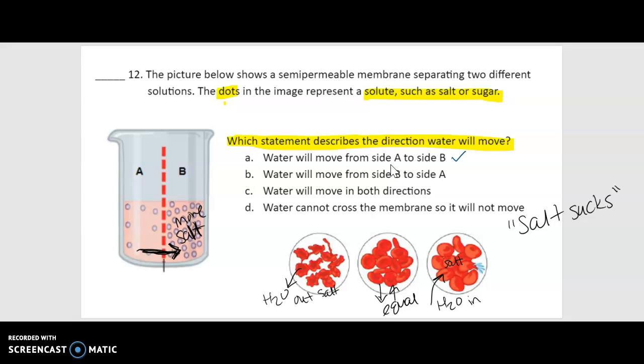That looks correct. B, water will move from side B to side A. That's not right. C, water will move in both directions. Well, there's more salt on the B side, so that would not be correct. D, water cannot cross the membrane, so it will not move. Well, the term semi-permeable means that it's selective, so some things can go in and out. So water can in fact cross. So our best answer choice would be A.